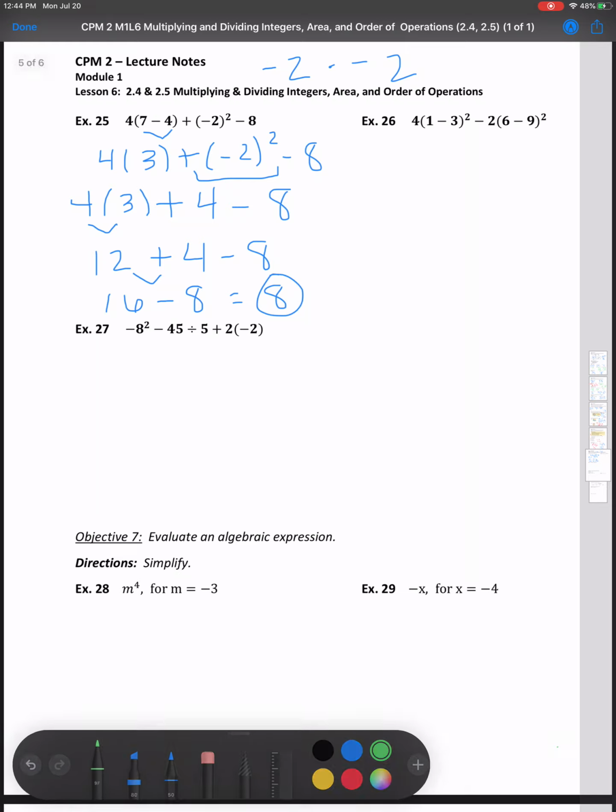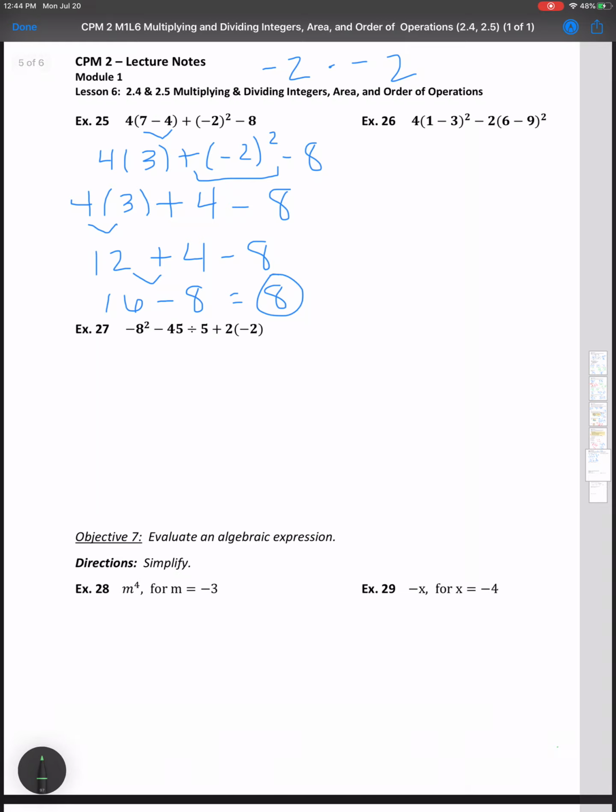Okay, 26. Exponents first, or I'm sorry, parentheses first. So here I'm going to do 1 minus 3 and 6 minus 9 in this first step. So 4, open your parentheses. What is 1 minus 3? Think about different signs. So subtract, keep the sign of the larger. Go ahead and bring down. Again, same thing, 6 minus 9. It's going to be negative 3 because you think subtract, keep the sign of the larger. We're done with parentheses.